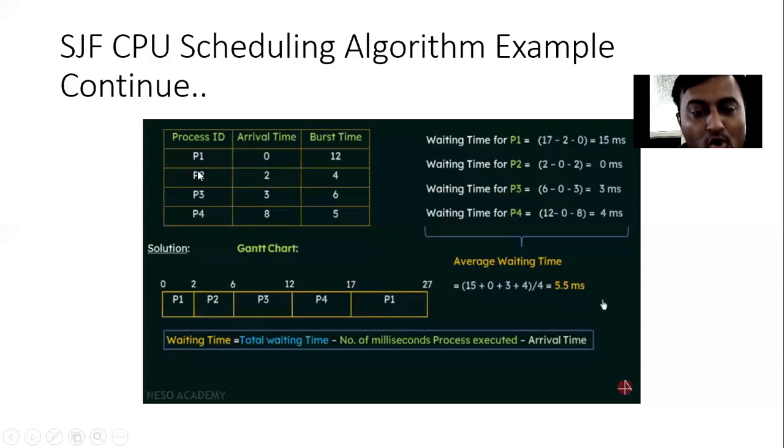So now we have two options. Either P1 can continue its execution or P2 can take over the CPU for its own execution. So how will we take a decision in this case, when we have more than one choice in the ready queue? In that case, we need to consider the burst time of these two processes. So P2 arrived at time 2.